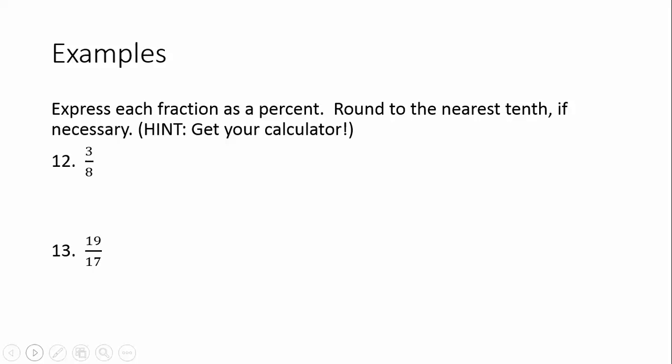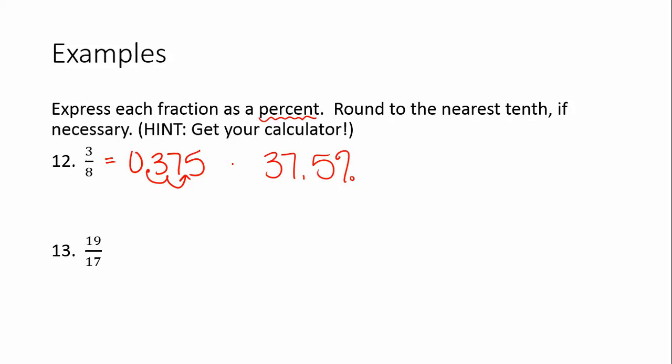You could do long division, which is the long way to solve this problem, or in your calculator you do 3 divided by 8, and that gives you 0.375. So 3/8 in a decimal is 0.375, but we need to find it in a percent. So now we do what we did on the previous slide. You move it 2 places to the right, 37.5%, and that is rounded to the nearest tenth.